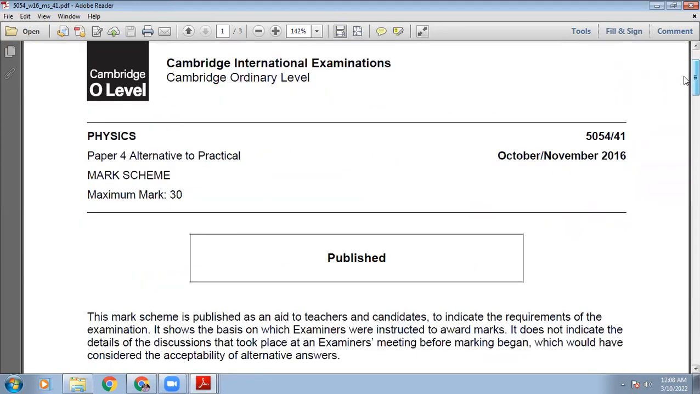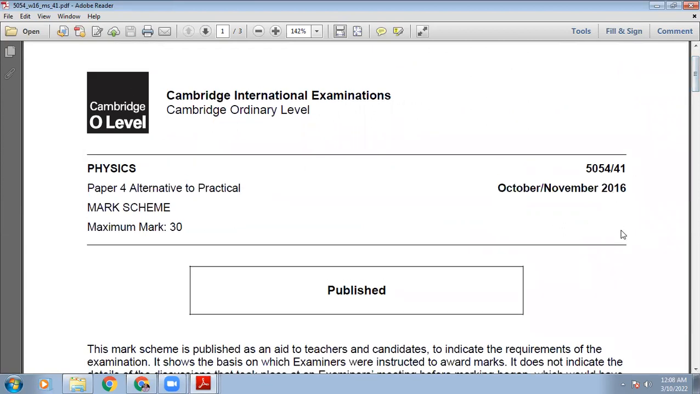So today, my dear students, we have done the October/November 2016, 4-1 paper. This was the alternative to practical, we say ATP paper, and this paper belongs to zone 1. I hope that this video will help you to improve the concepts of your physics. It will help you to practice your ATP paper by just sitting at your home and watching this video.